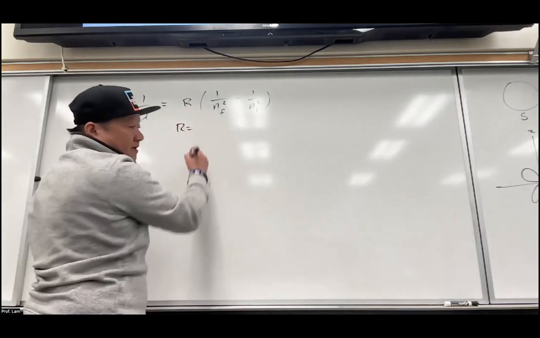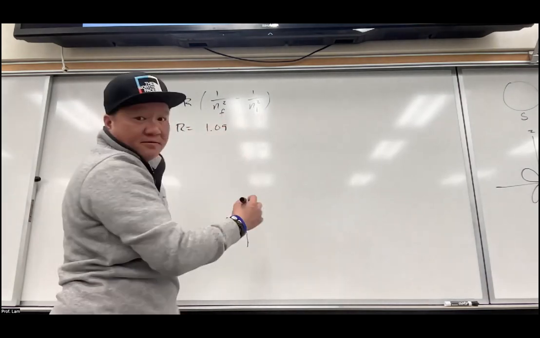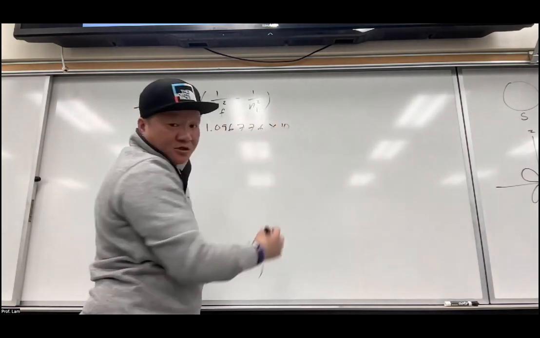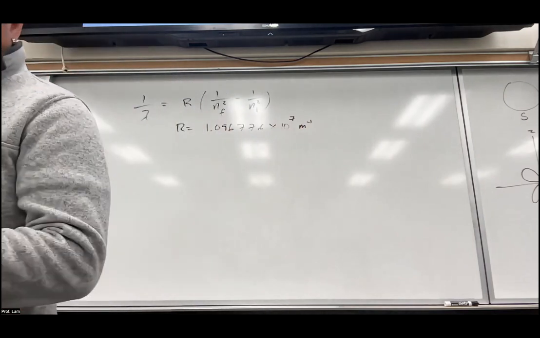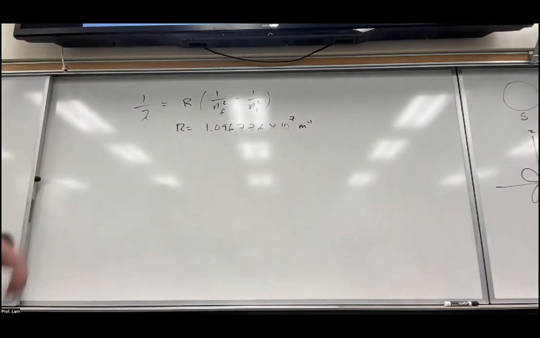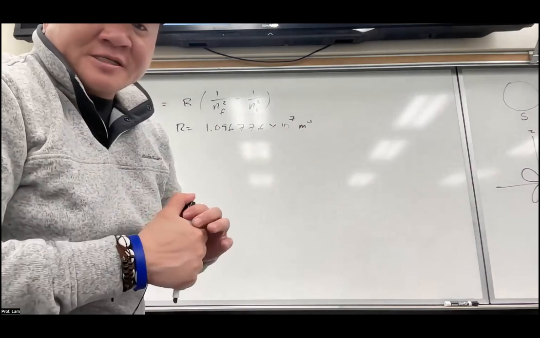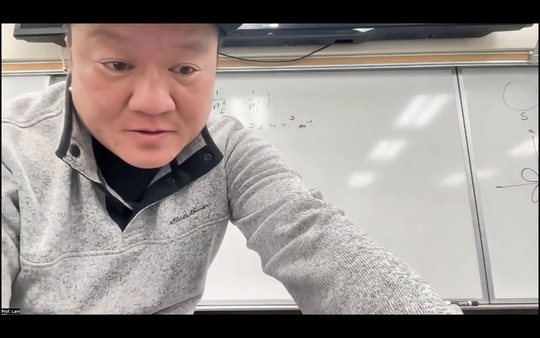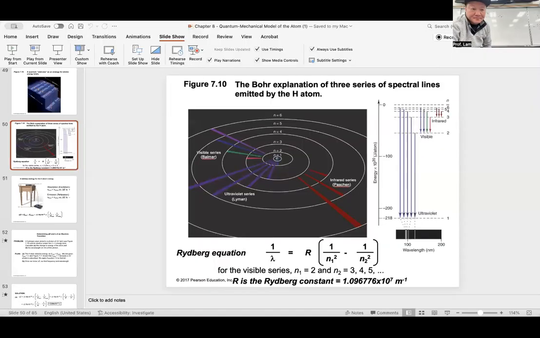So R is going to be 1.096776 times 10 to the 7 inverse meter. And so yeah, that's a lot of digits, but you can also round to just 4 or 5 sig figs. You don't have to use the whole R. So let's do a problem where we use that equation.